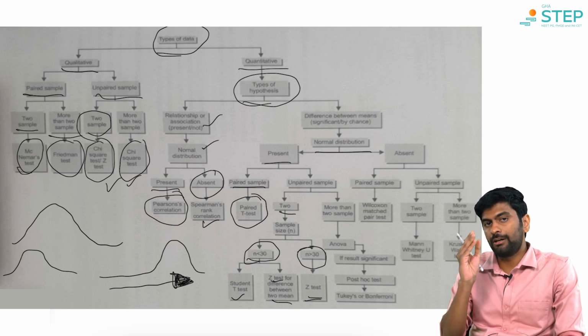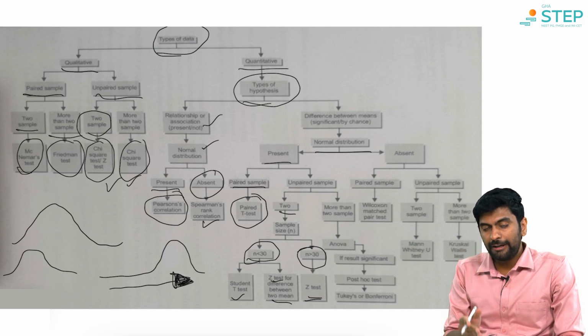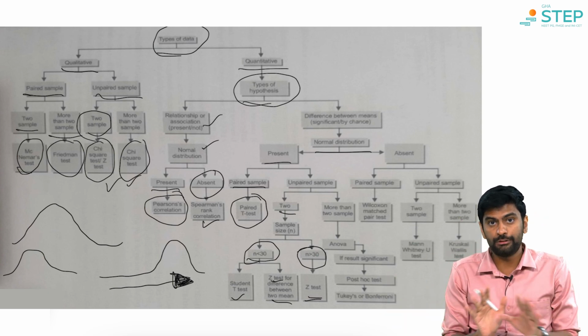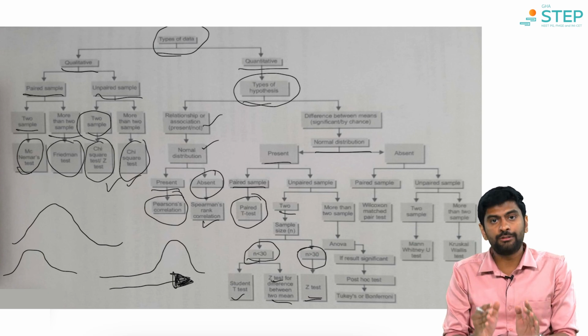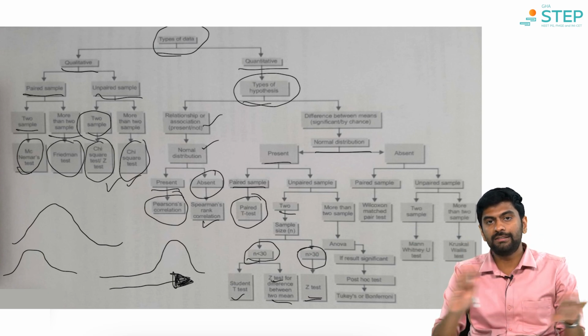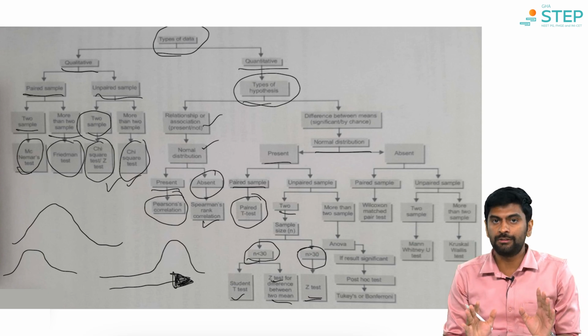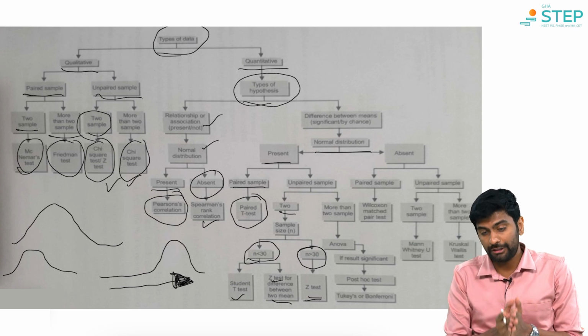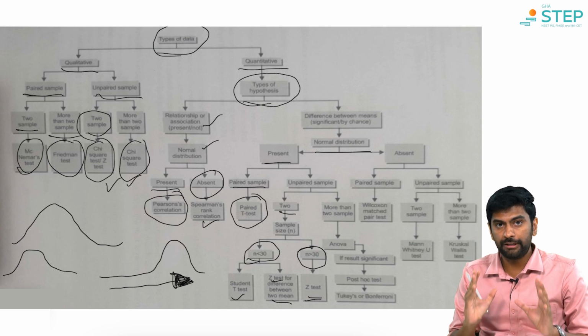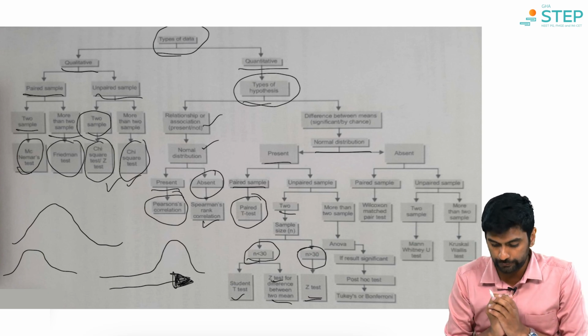You see, for each branch in this entire logic, there will be so many different questions framed. Now, if you have this specific flowchart in your head, you will be easily able to answer so many questions related to test of significance or test of association. Okay, so make sure that you really pay attention and grasp as much as possible of this.